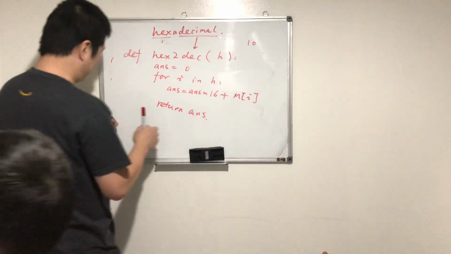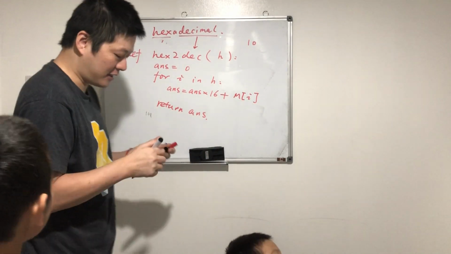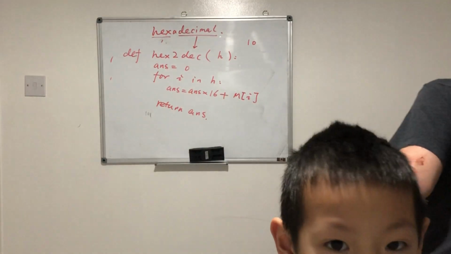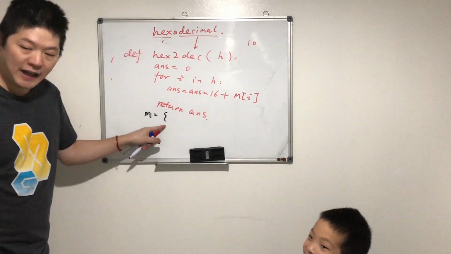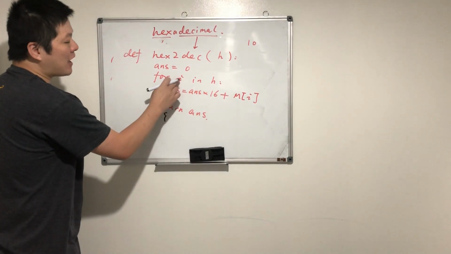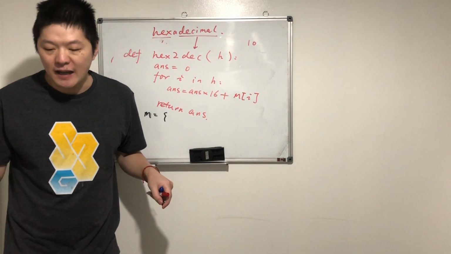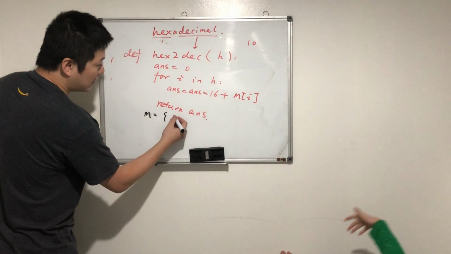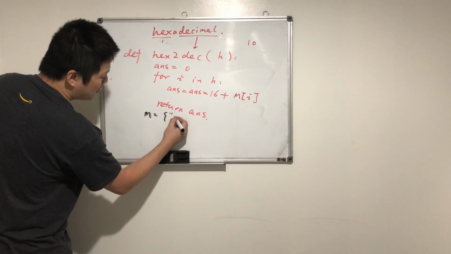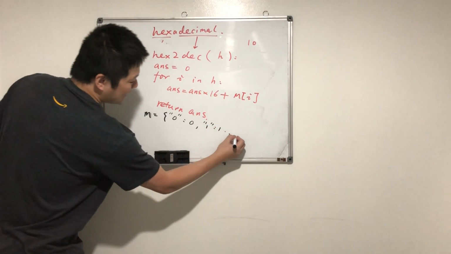This M, good question. This M is a dictionary. So this M we can define as a dictionary. So what kind of possibility does this I have? In hexadecimal, it could be 0 to 9 and A to F, right? So 0 we map into 0, and then 1 mapping to 1, and etc.